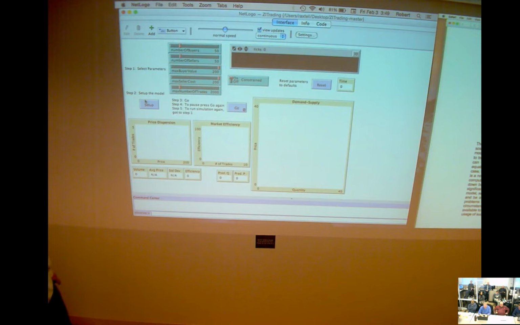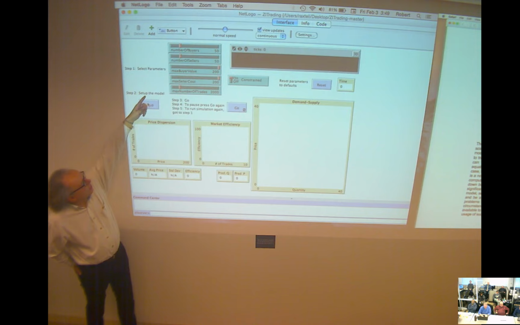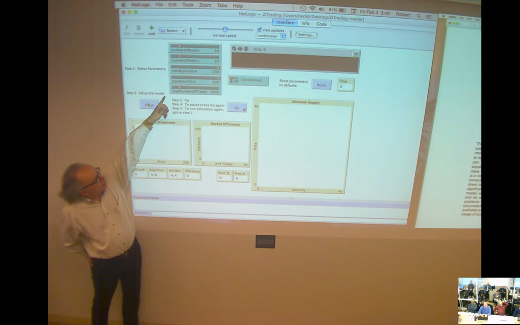Basically, notice it says the maximum buyer value is 200, and the maximum seller cost is 200. So these are sellers who are trying to cover their costs, and buyers who are trying to buy things for less than their value. When we set it up, the sellers have uniform probability of valuing between 1 and 200. Buyers have uniform value between 1 and 200. Don't worry about the parameters right now.